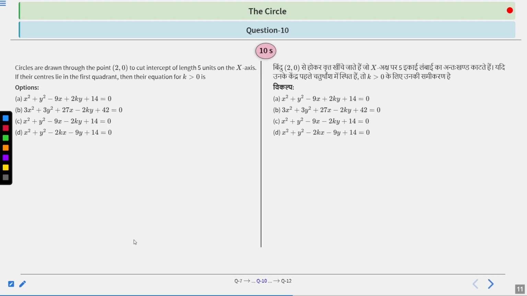Question number 10 says, circles are drawn through the point (2, 0) to cut an intercept of length 5 units on the x-axis. If their centers lie in the first quadrant, then their equation for k greater than 0 is.